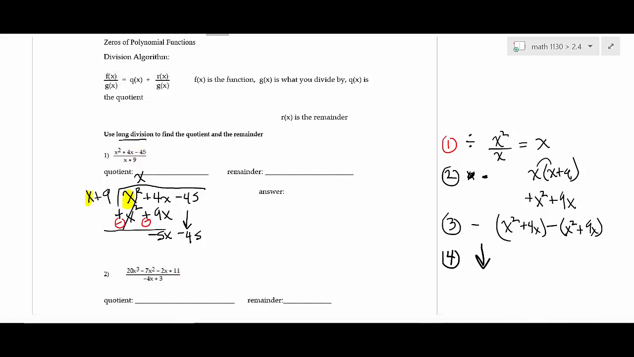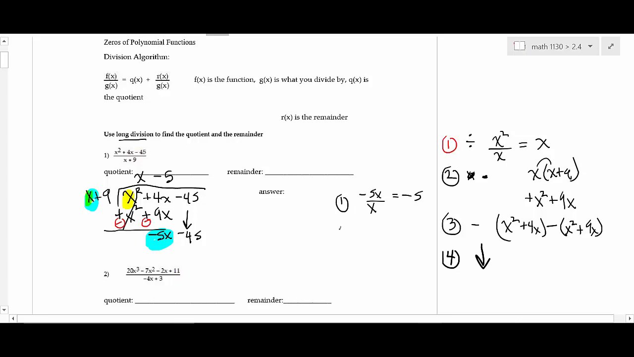A lot of times if students haven't done this in several years, it's easy to forget how to do division. So let's continue with the next thing here. Now we start over again. We're going to divide these things. You just divide by x. Don't worry about the 9. So negative 5x over x is negative 5. That's step 1. Record the minus 5 above like that.